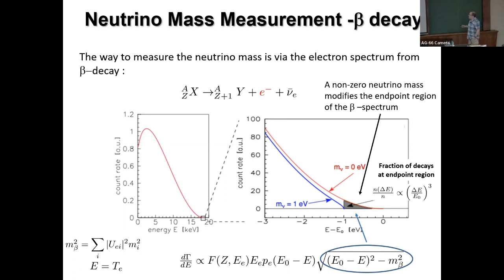So here is a plot of, in other words, the electron spectrum, and we have to look here at the endpoint. The big problem, of course, is that a very, very small fraction of the decays are going to be located at this point. So the idea is how we maximize this disadvantageous situation.